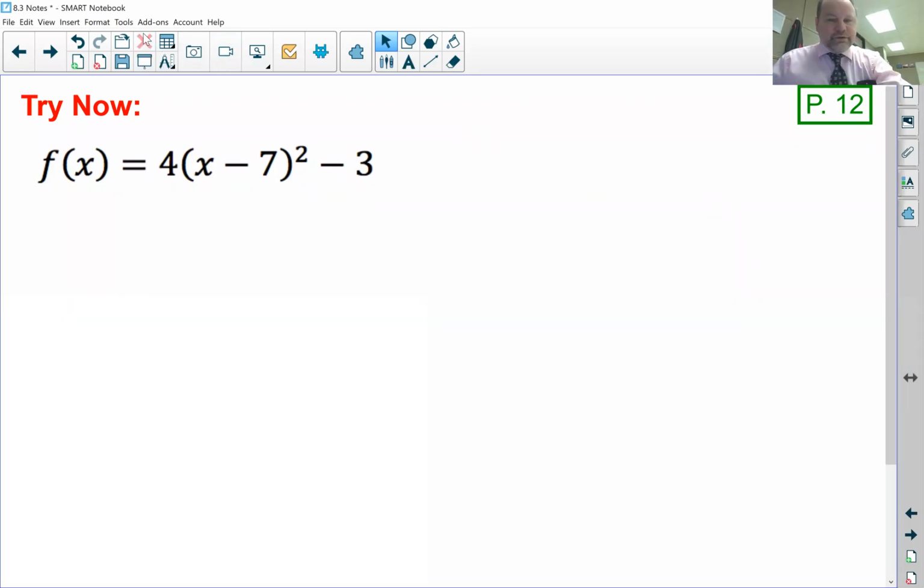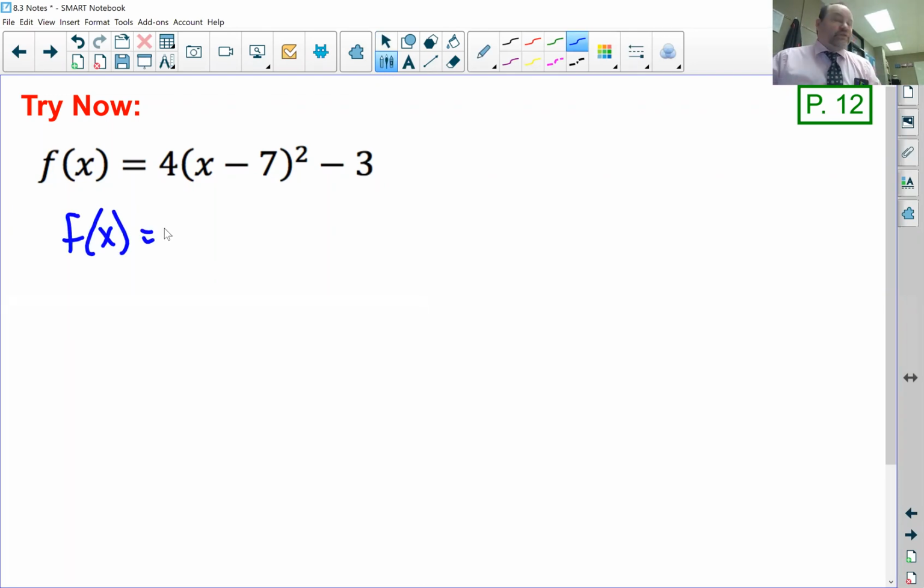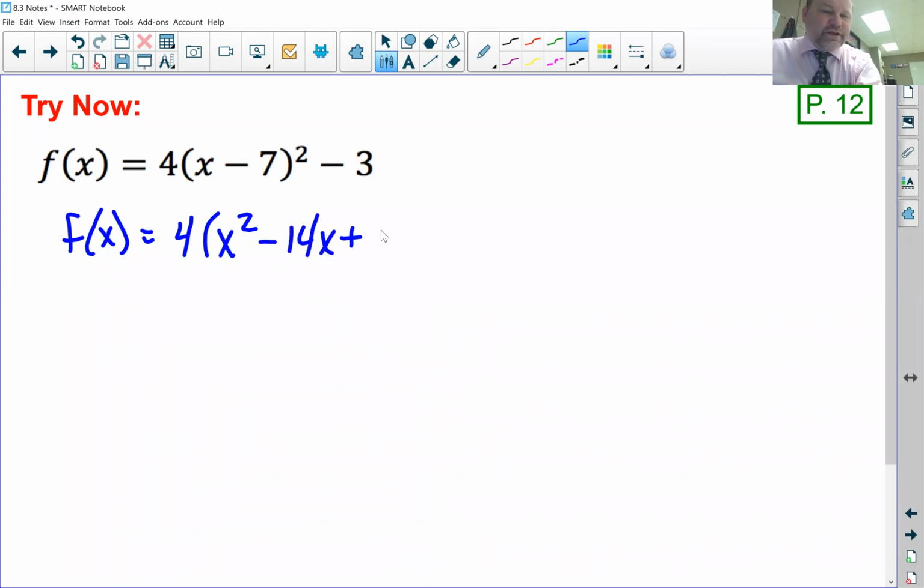All right, so for this one, I'm going to use the special formula, which says when we have a binomial squared, we can square the first term, multiply the two terms together, so negative 7 times x is negative 7x, and then double it, and square the last term. Negative 7 squared is positive 49.